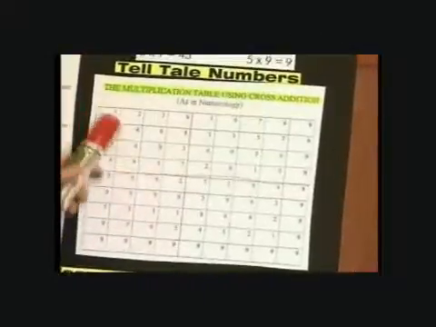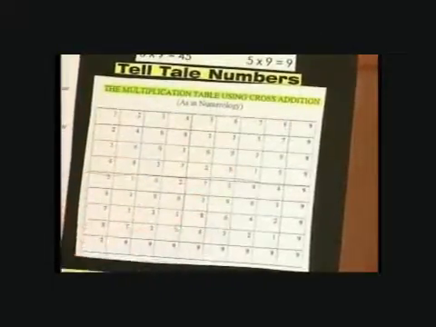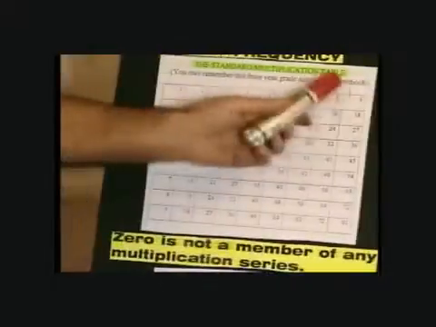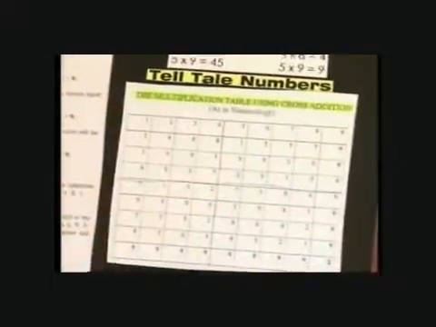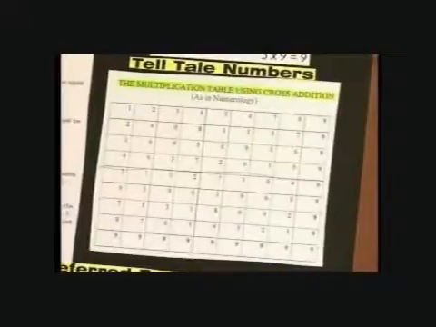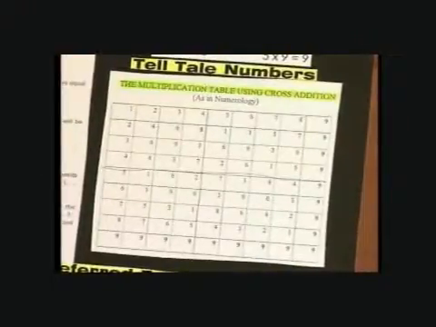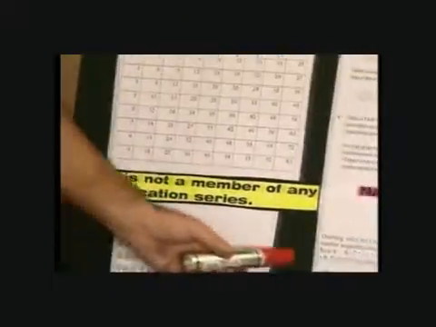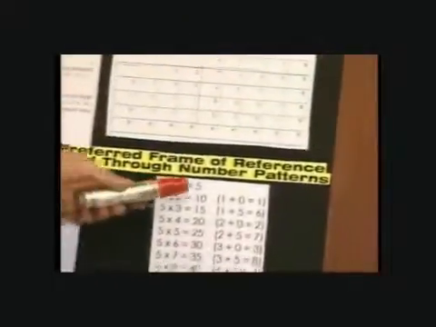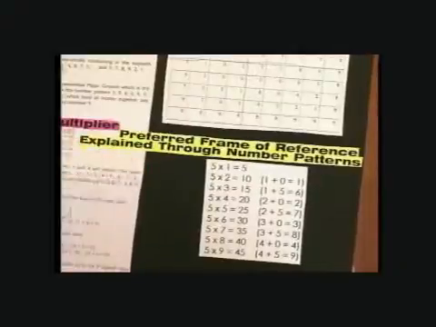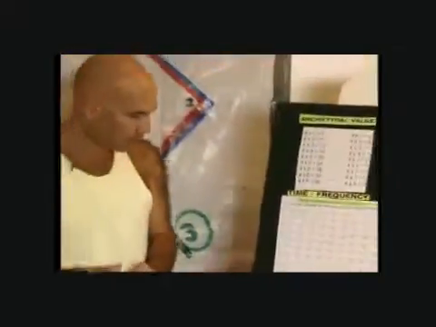And I actually take the multiplication table and reduce it from the standard multiplication table to a very simple multiplication table. I call it a kid's multiplication table. Here I say 0 is not a member of any multiplication series. Here I'm saying preferred frame of reference explained through number patterns. A little too deep right now. I also say time and frequency, too deep right now.